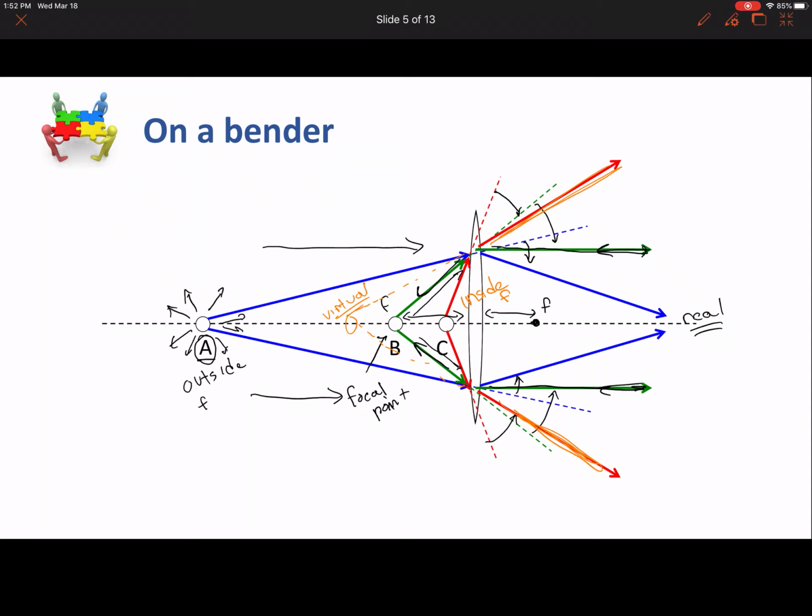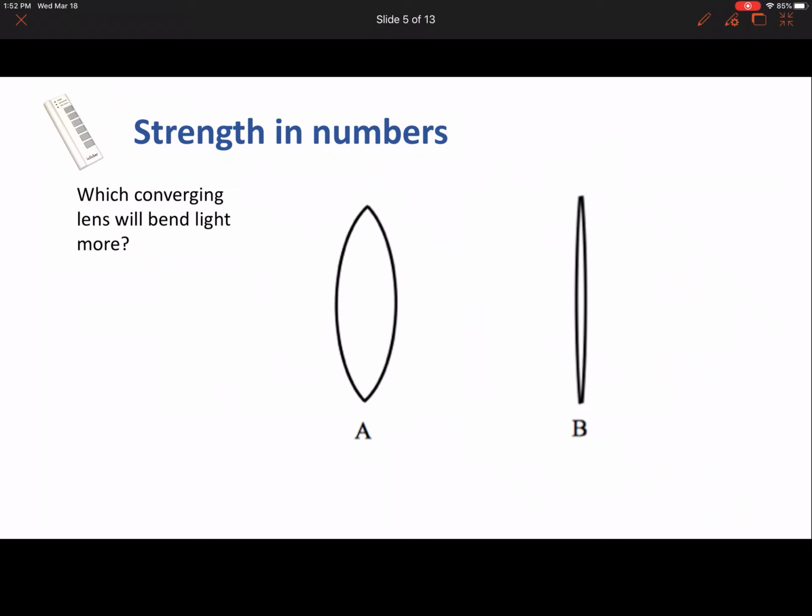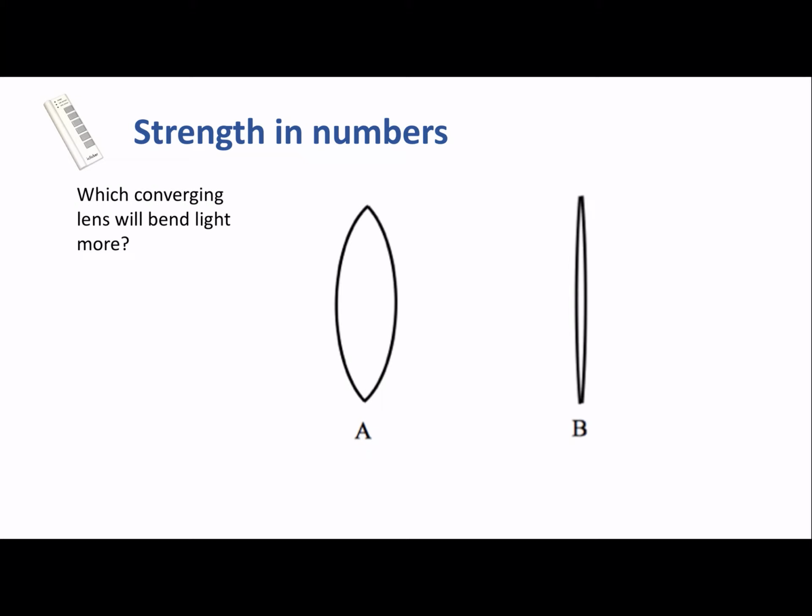All right, well, let's look a little bit more closely at lenses, how lenses work, what happens at the interfaces of the two faces of the lens. So here we have two different shapes of lenses, both converging. One is thicker in its middle than the other.